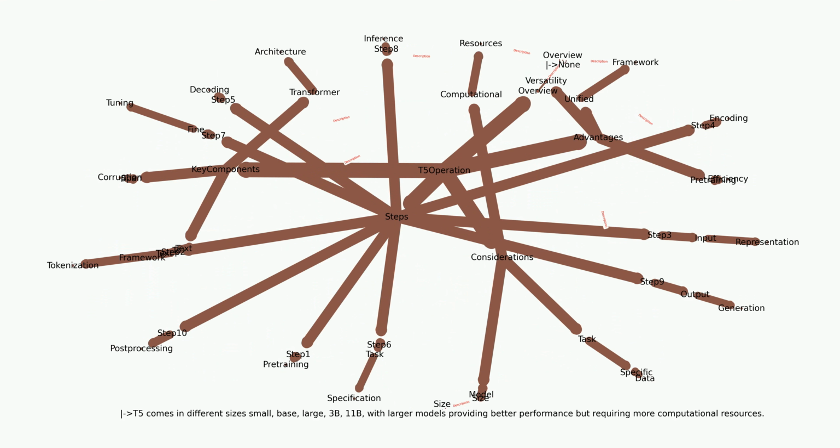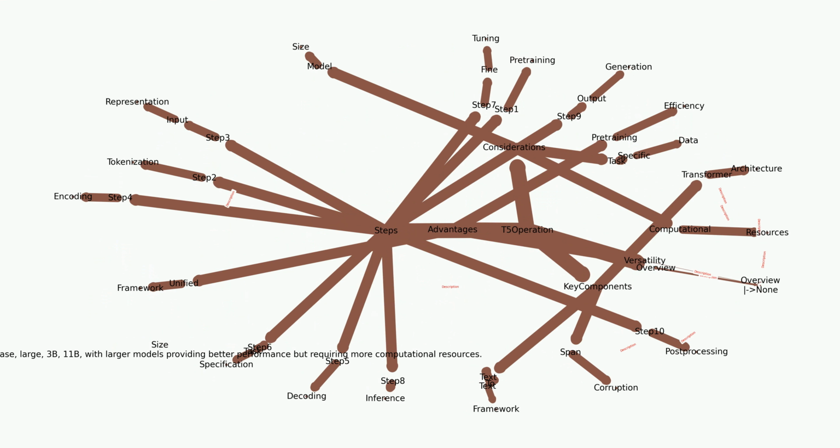Task-specific data. Description: effective fine-tuning and performance on specific tasks depend on the availability and quality of task-specific labeled datasets. Model size. Description: T5 comes in different sizes: small, base, large, 3B, 11B, with larger models providing better performance but requiring more computational resources.